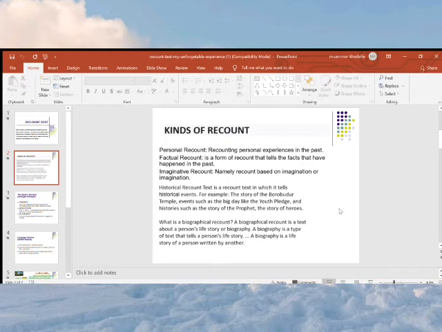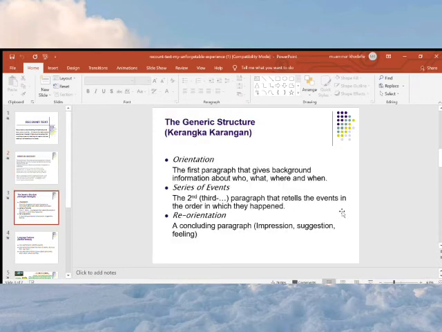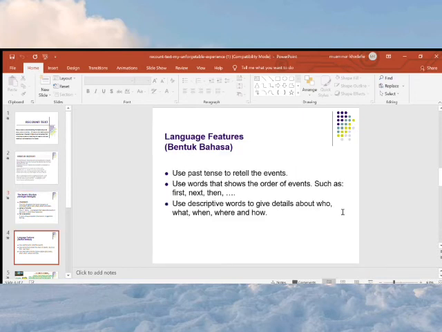So there are kinds of recount. The first, there is personal recount. The second, factual recount. The third, imaginative recount. And fourth, historical recount text. And the last is biographical recount. Let's continue to the generic structure. The first, orientation. The second, series of events. The third, reorientation. Language features.